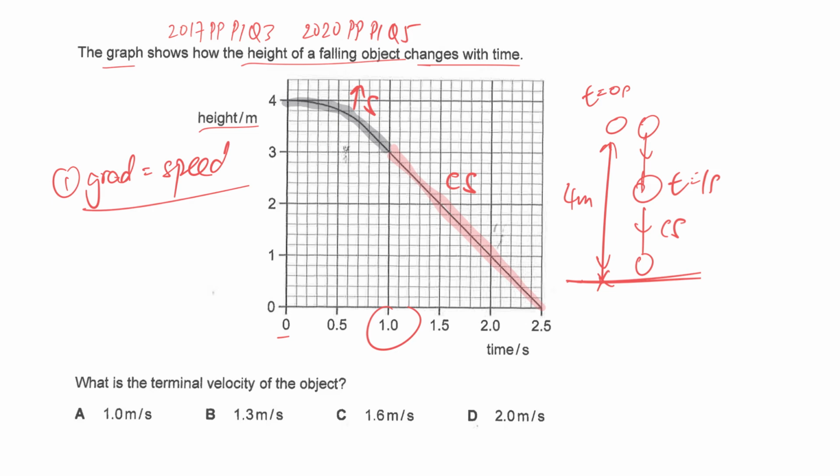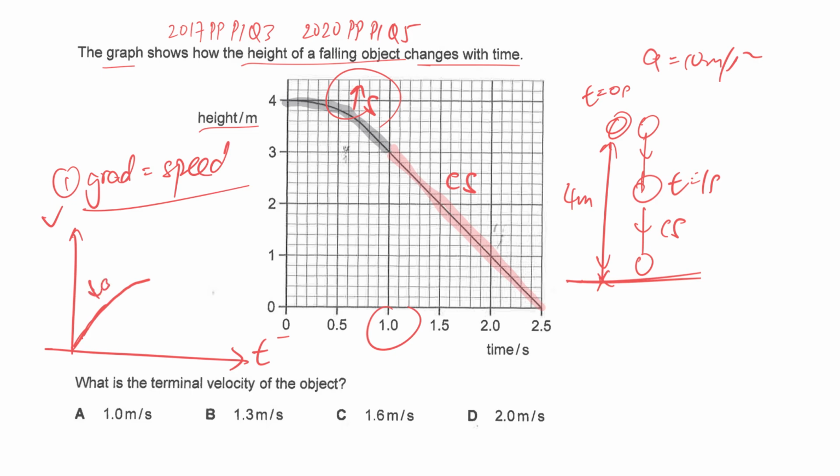Maybe if I draw the speed-time graph, you'll be very familiar, because initially when you let go, the initial acceleration is 10 meters per second squared, free fall. So it will be like that. Since the speed is increasing, it will continue to increase, but the acceleration is decreasing, while the speed is still increasing. Then from 1 second onwards, it starts to move at terminal velocity. It's like a maximum constant speed, so it will look like that.